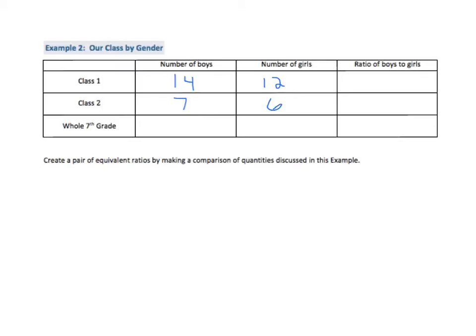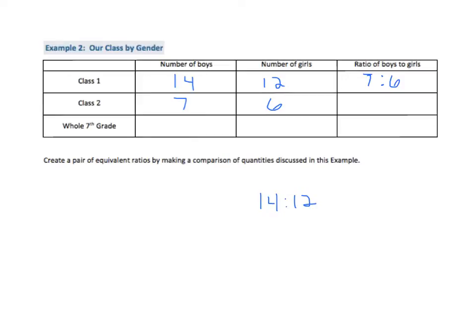All right, so here's an example. So class 1 is a little bit of a larger class. There's 26 people in the class total. And so our ratio, we could write it as 14 to 12, but we really like to have things simplified. So our ratio, when it's 14 boys to 12 girls, is 7 to 6.